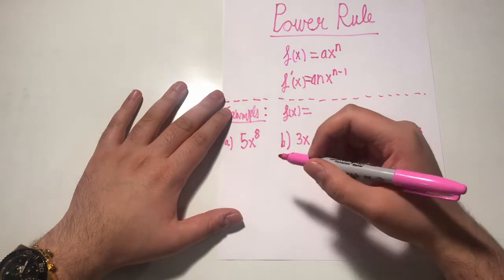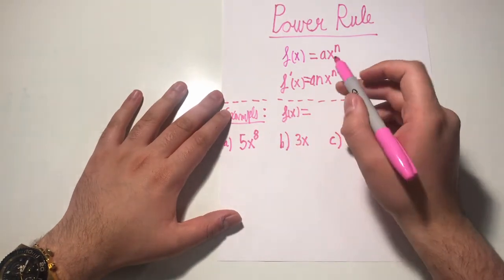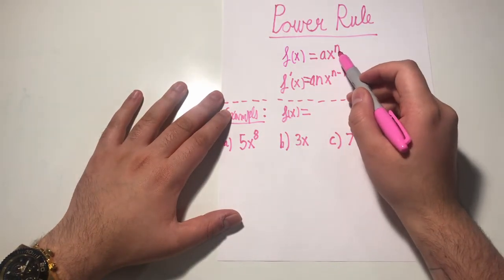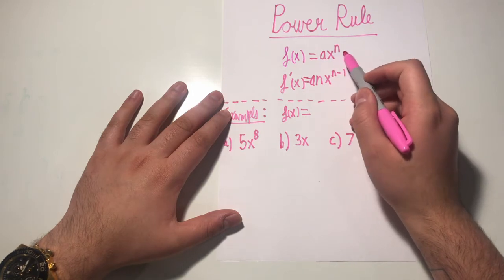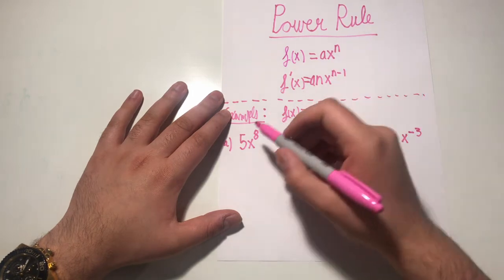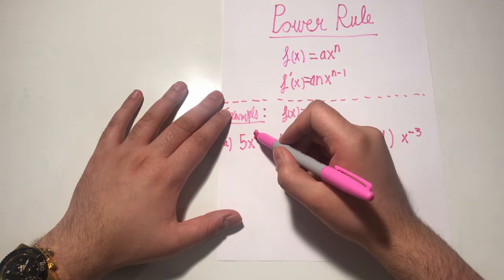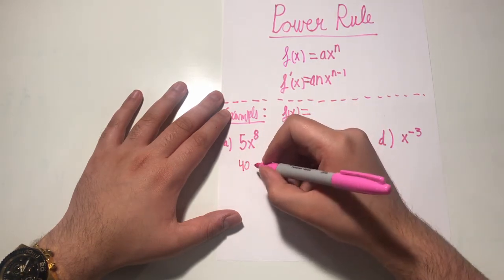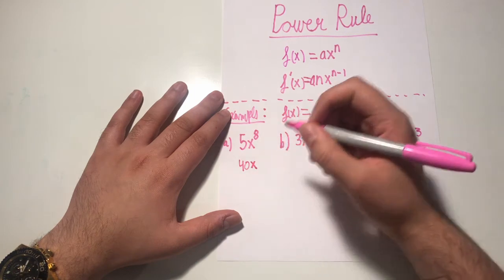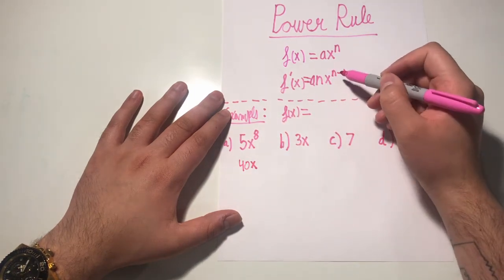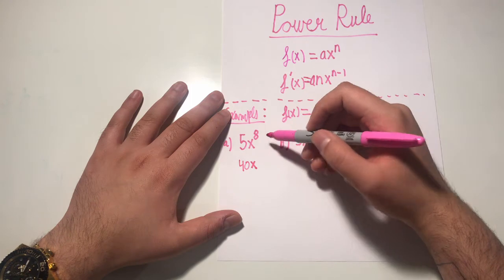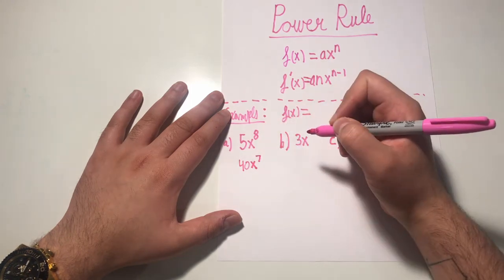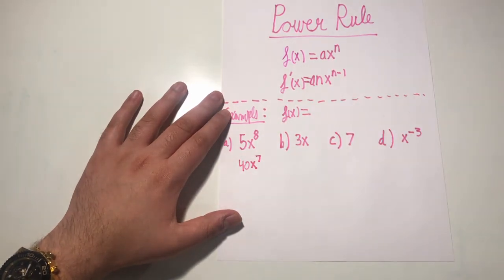So first we're going to multiply our exponent and our coefficient together, our a and our n term. So 8 times 5 gets us 40, and then that's x to the n minus 1. Our original n was 8, so n minus 1 is 7. Simple as that. Much fewer steps than using the definition.